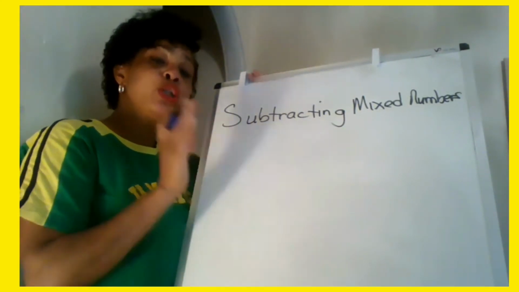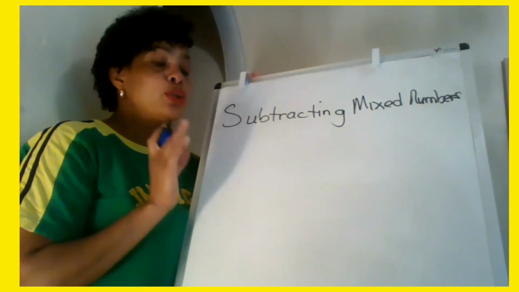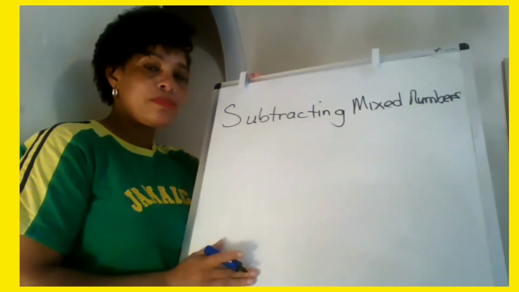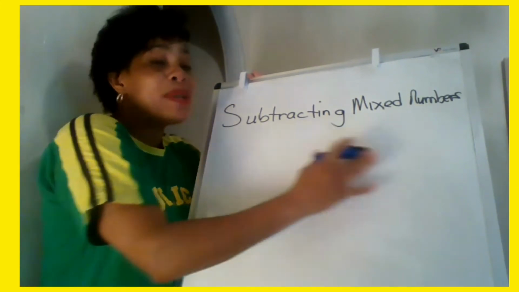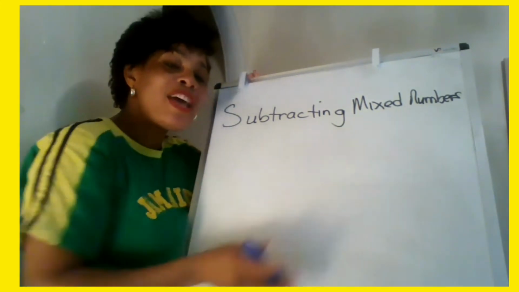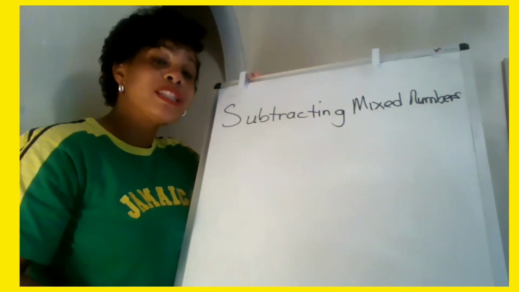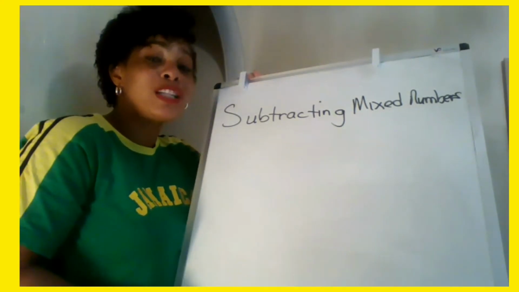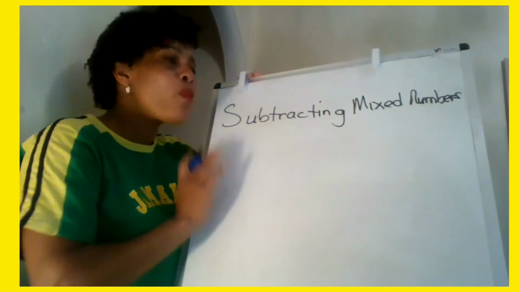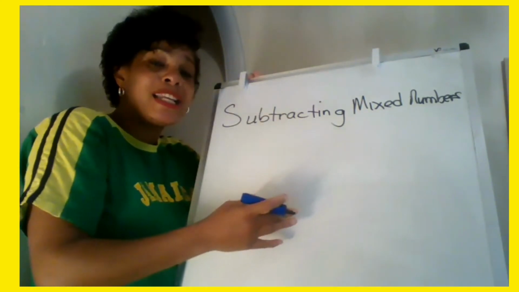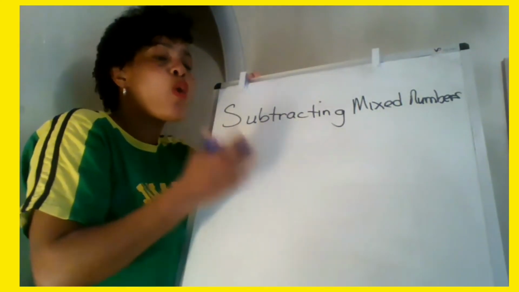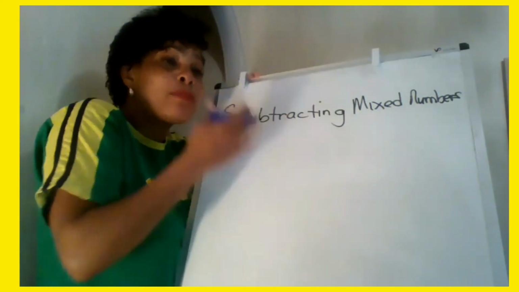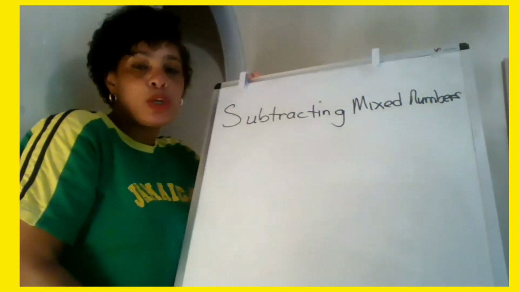I'm going to be using two approaches to subtracting mixed numbers. I'm going to be using what I'm going to be calling the common sense approach. And then I'm going to be doing the written approach, the approach that is usually done in schools. But I want you to have a clearer understanding of what is really happening, or what you can do to understand more clearly what is happening when you're subtracting.